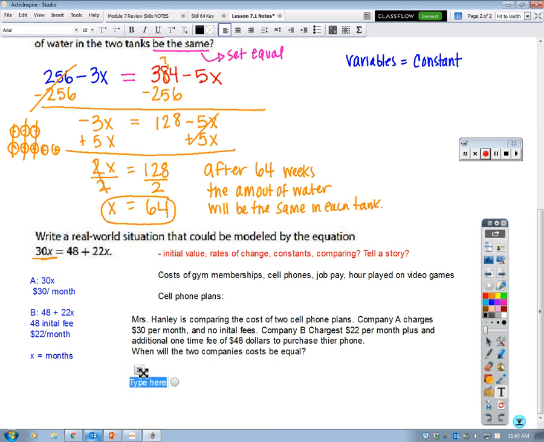So there's a lot of flexible answers in there. The important thing that you're doing when you're doing this is that you are correctly identifying the rates of change, the initial fees, and that you are setting them equal to each other. So those are the big things to that.